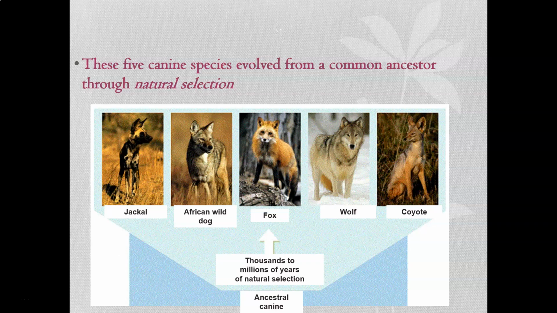So when we look at something like these five canine species, right, they all came from a common ancestor, an initial canine species that existed thousands to millions of years ago. But as that ancestral canine moved into these different environments, different traits were more adaptive in those environments. And so there was just natural variation within that ancestral canine population.